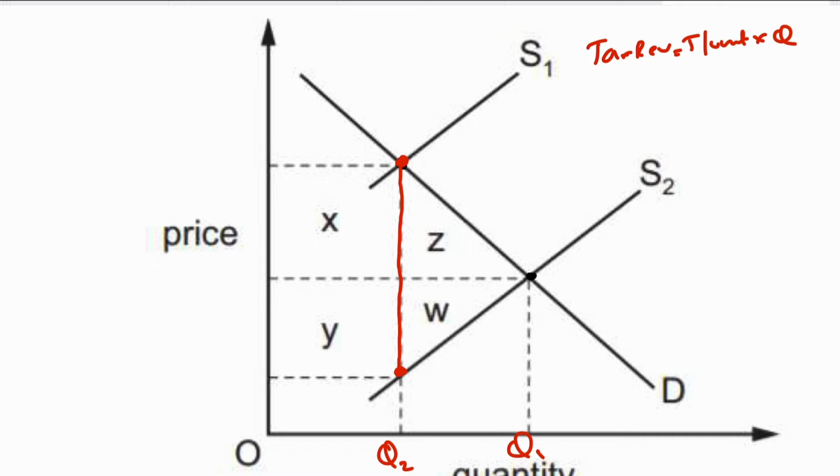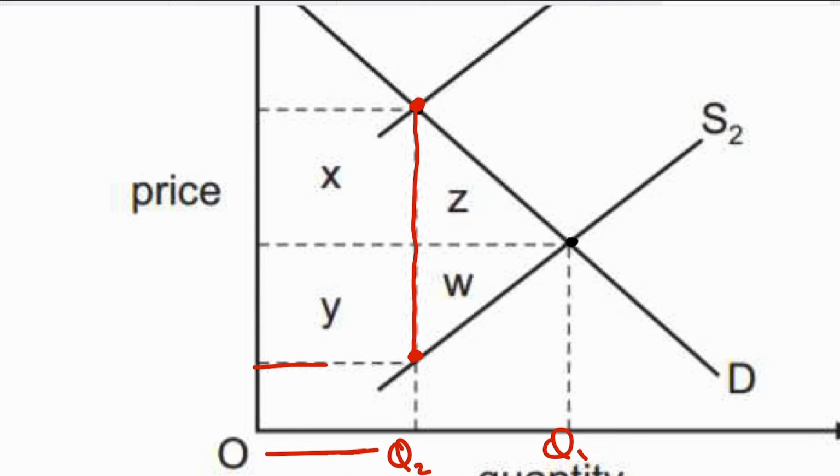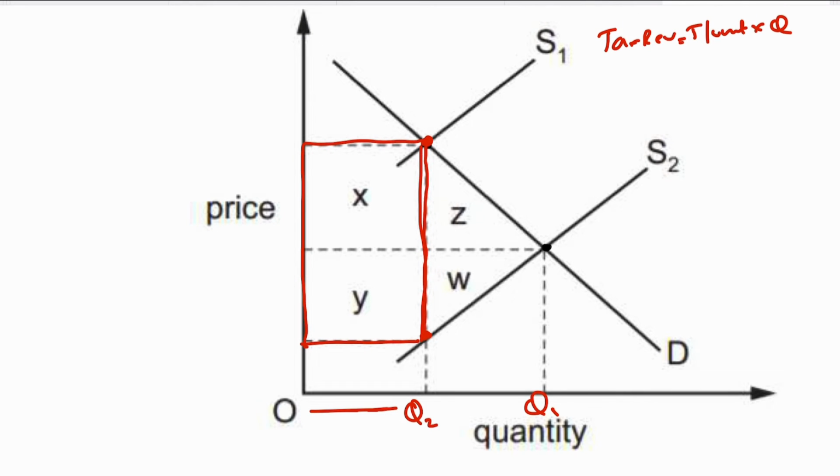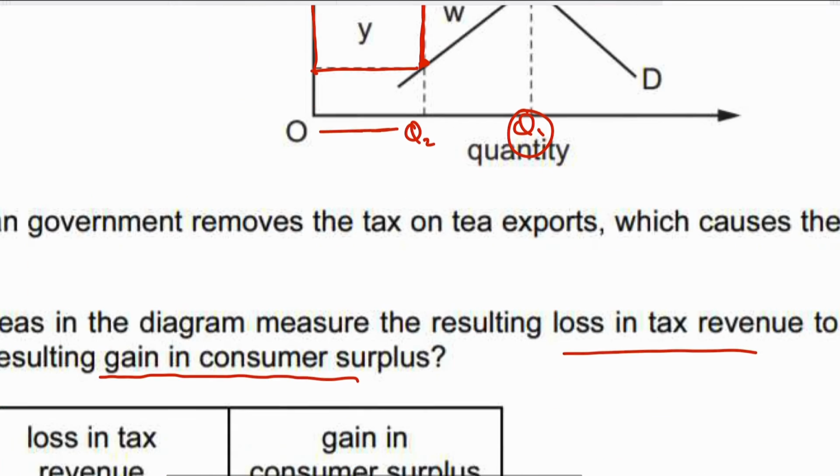So you're selling OQ2 units. This distance reflects the quantity that you're selling, which should be equal to this distance. So obviously this entire rectangle reflects your total tax revenue, X plus Y. If you're selling OQ2 units, then the government's total tax revenue would be X plus Y. But if you remove those taxes, your quantity rises to OQ1, and the tax revenue goes down by that extent. So the tax revenue will decline by X plus Y.